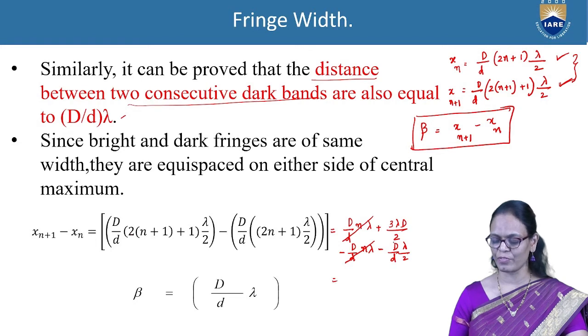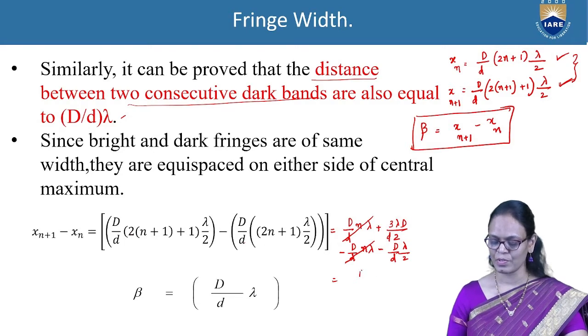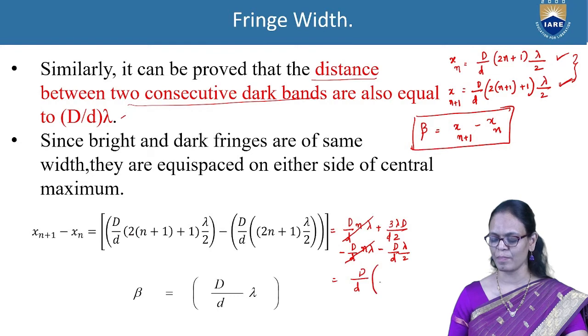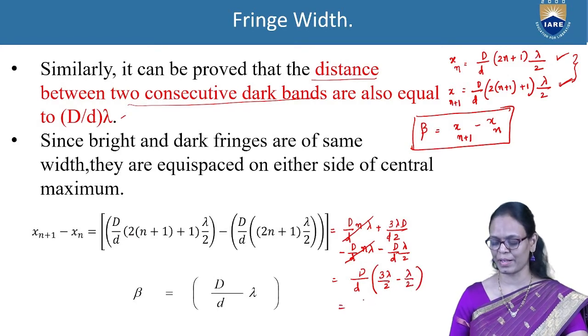So what we are left with here is capital D, and here also we have small d in the denominator. So capital D by small d I have taken common. So what we have here is 3 lambda by 2 minus lambda by 2. So 3 lambda minus lambda, 2 lambda by 2.